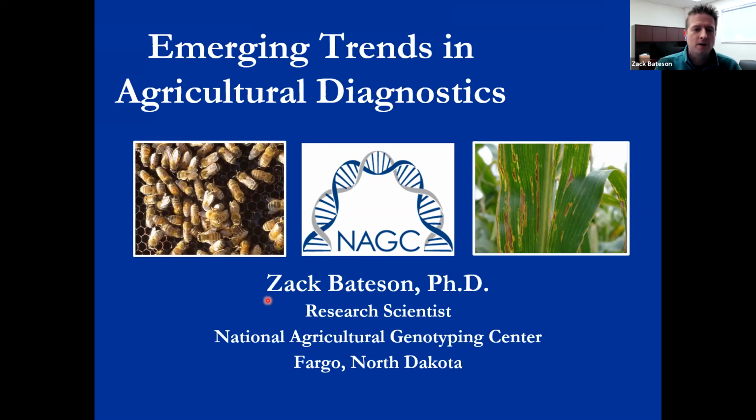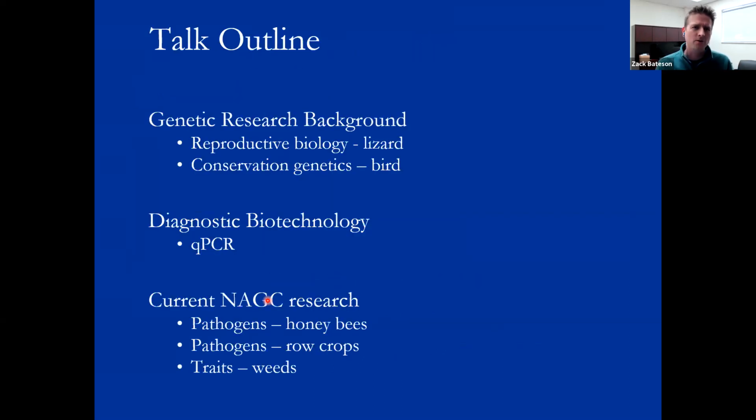I'm tasked with telling the group about some of the diagnostic technology that we're using at the National Ag Genotyping Center. I know I have an audience of students as well as teachers. And so for the first part of my outline, I really want to talk about my research background, my career pathway that I took, because it has nothing really to do with agriculture. I shifted into agriculture later on in my career.